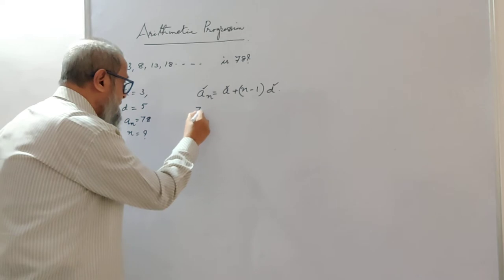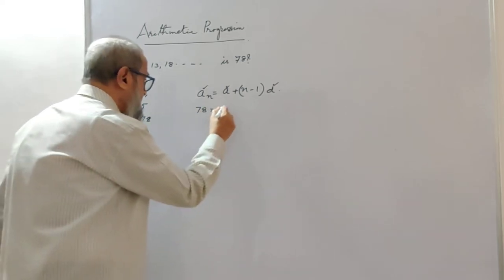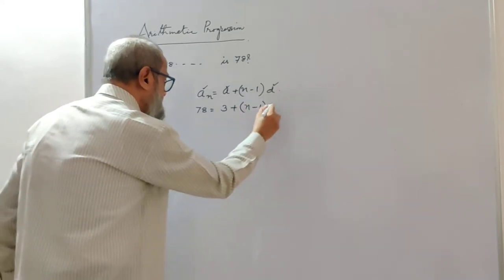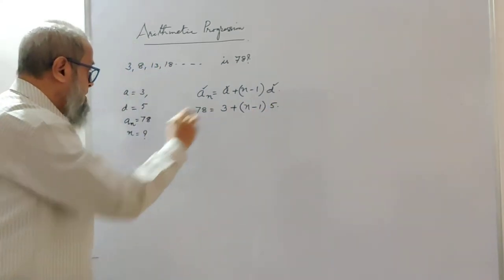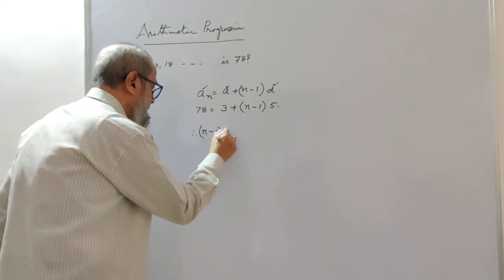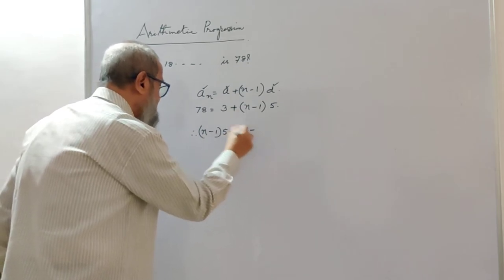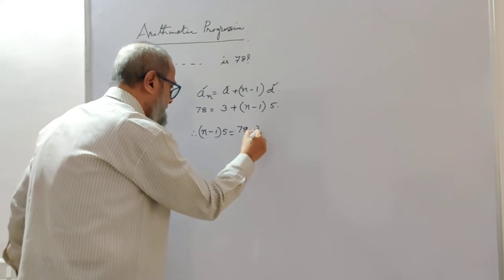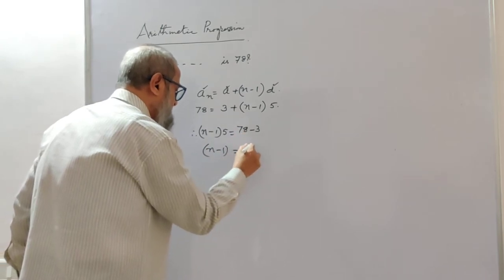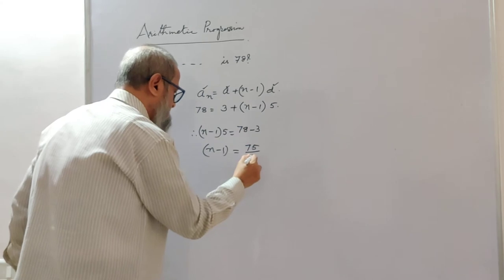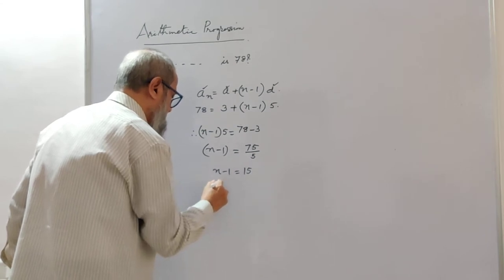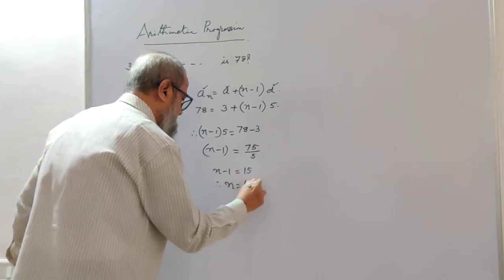So, I will make the substitution. 78 is equal to 3 plus N minus 1 into D, which is 5. Right? I have made the substitution now. Therefore, N minus 1 into 5 will be equal to 78 minus 3. I have transported this 3 to the other side. So, N minus 1 is equal to 75 divided by 5. If I transport the 5 here, it will come here. So, N minus 1 is equal to 15. Therefore, N will be equal to 15 plus 1, that is 16.